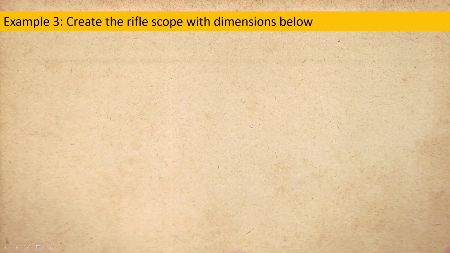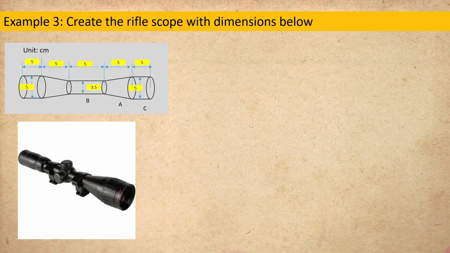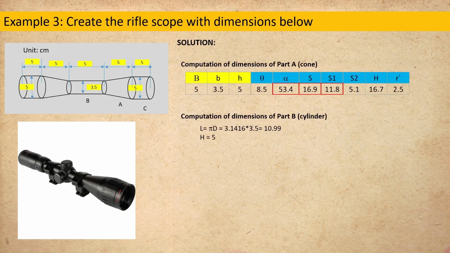This is another example, and let us create a rifle scope. It has 2 parts with conical shape, while the rest are cylindrical. We will only create the main body in order to shorten this video, and will not create the details of several dials. The dimensions are shown on the left. The computed dimensions are as follows.